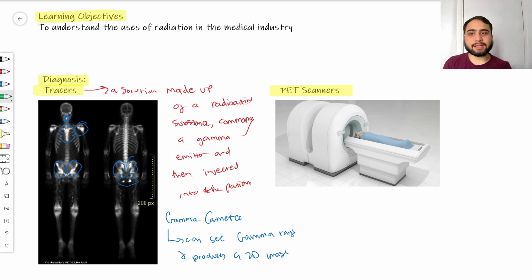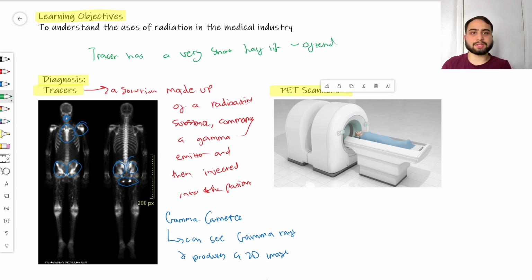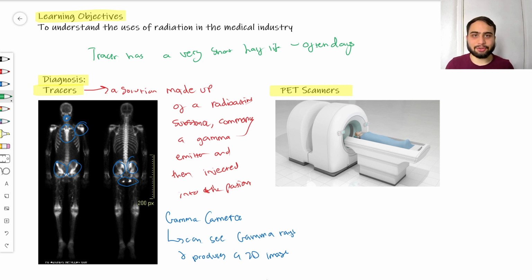Also, something I need to tell you about the tracer is that the tracer has a very short half-life, often just days. So after the patient has left the hospital and has finished his or her diagnosis, you don't want that person walking around with lots of radiation inside of them, irradiating them all the time. No, you want the half-life to be short enough that after a few days, say a couple of weeks, the level of radiation that they're experiencing falls to background levels.